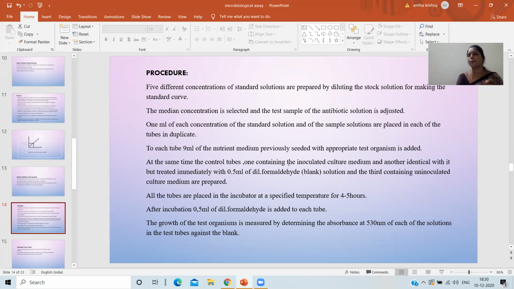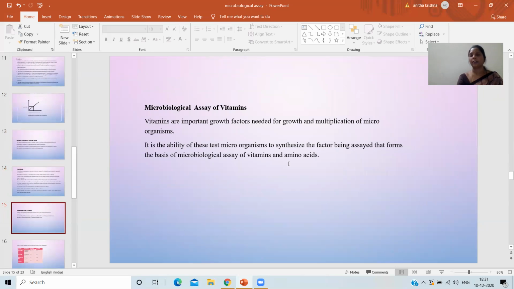Then after incubation, 0.5 ml of dilute formaldehyde is added to all the tubes. Then the growth of the test is measured by determining the absorbance at 530 nanometers for each of the solutions in the test tubes against the blank. So you take the absorbance, and then plot a graph of absorbance against the concentration. That will give you the concentration of the required one. So that is about your turbidimetric method.